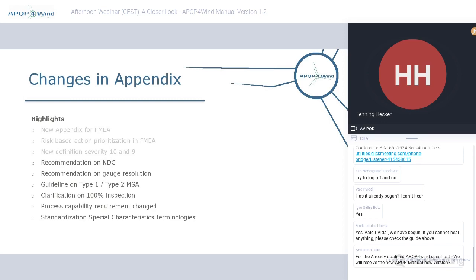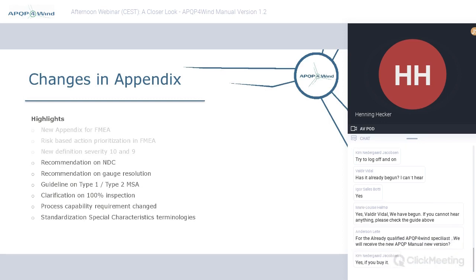Clarification on 100% inspection. There are many areas in the manual where we refer to the 100% inspection. Now with the new manual, we make it more clear when to use it, how to use it, and what conditions we should apply when we implement the 100% inspection.